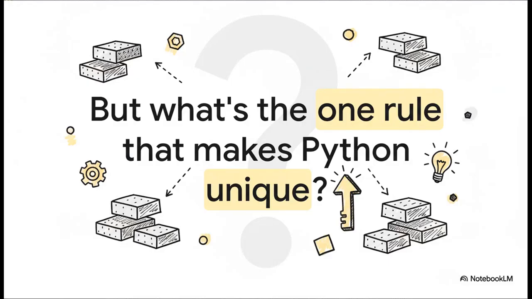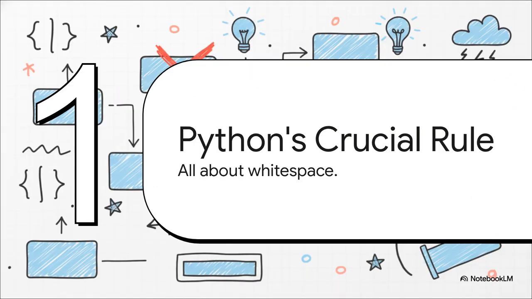So that's how you run it. But what about the rules for writing it? There's one really specific rule that sets Python apart from so many other languages. And once you get this one thing, everything else just kind of clicks into place. So what is this crucial rule? Believe it or not, it's all about something you probably don't even think of as code. It's the empty space. It's all about white space.